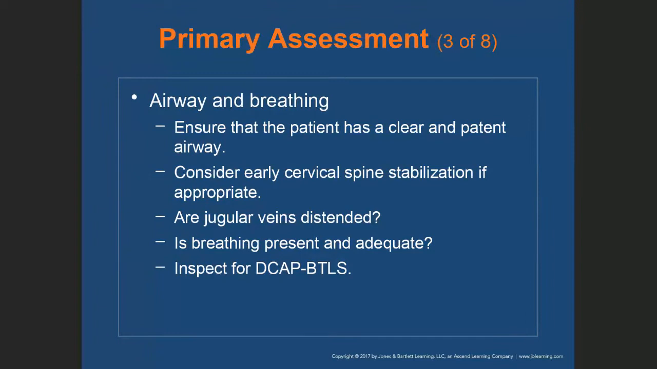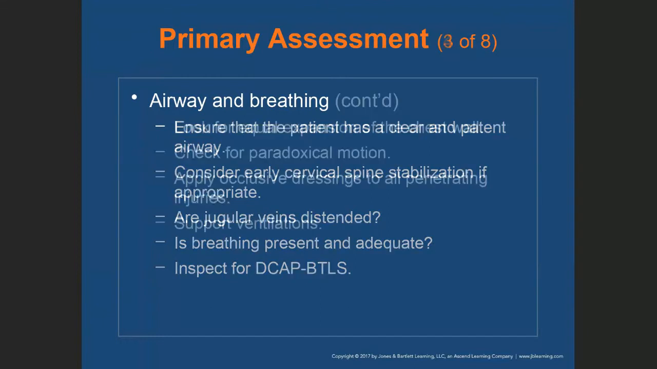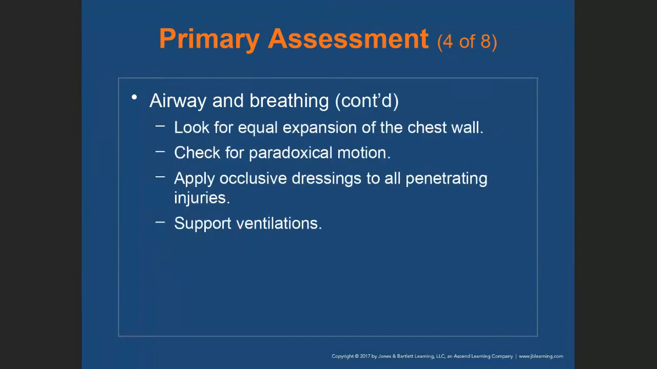Is breathing present and adequate? Perform your DCAP-BTLS-IC. Look for equal expansion of the chest wall. Check for paradoxical motion. That's when one side of the chest is moving the opposite of normal. Asymmetrical is when both sides are not rising together.